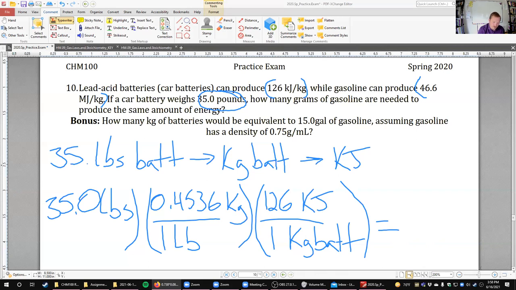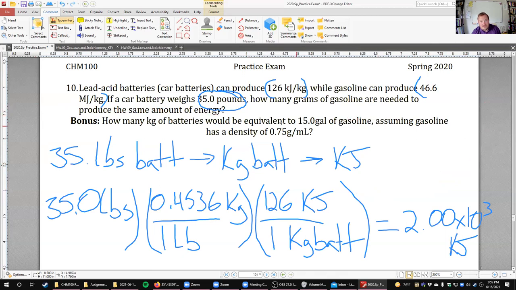Thirty-five times 0.45359 times 126. Almost exactly 2,000. So that's our number as far as how much energy one car battery can produce.